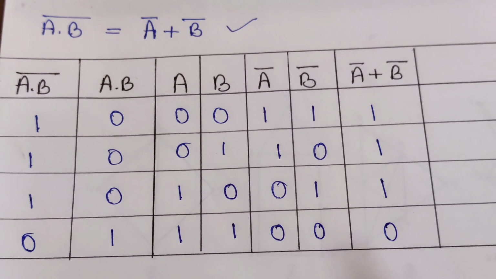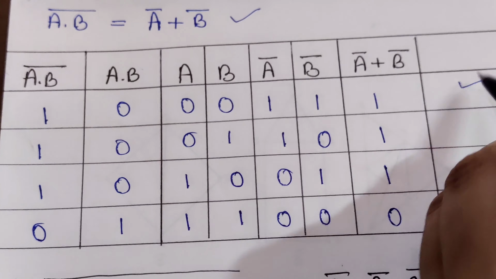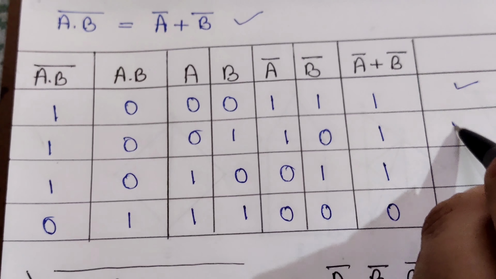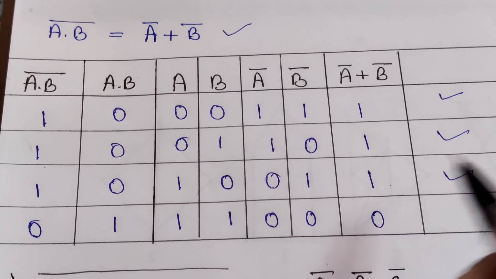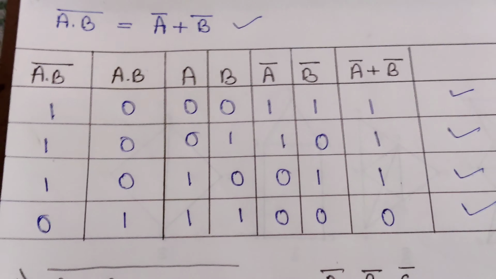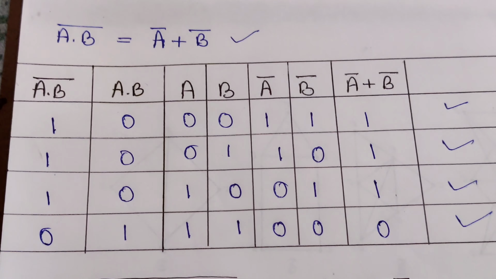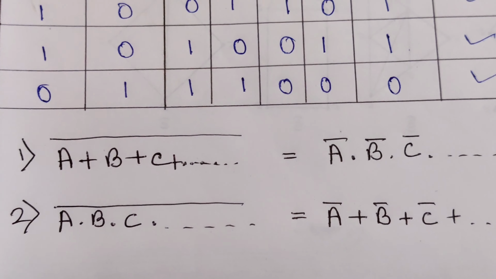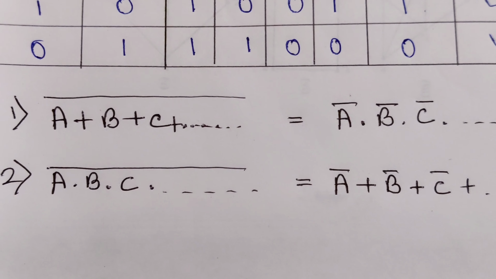Now let's compare. Here 1, here also 1, matched, here 1, here also 1, matched, 1, 1, again matched, 0, 0, this is also matched. Hence LHS equal to RHS, hence proved. Now this theorem is proved with two inputs A and B.